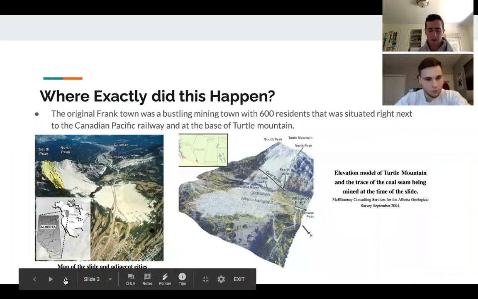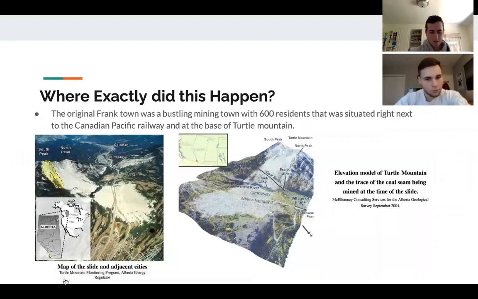So where exactly did this happen? The town of Frank was founded in 1901 at the base of Turtle Mountain in Crow's Nest Pass after coal had been discovered close by. The Canadian Pacific Railroad runs directly adjacent to it and helped populate the town to 600 residents by the time of the disaster.